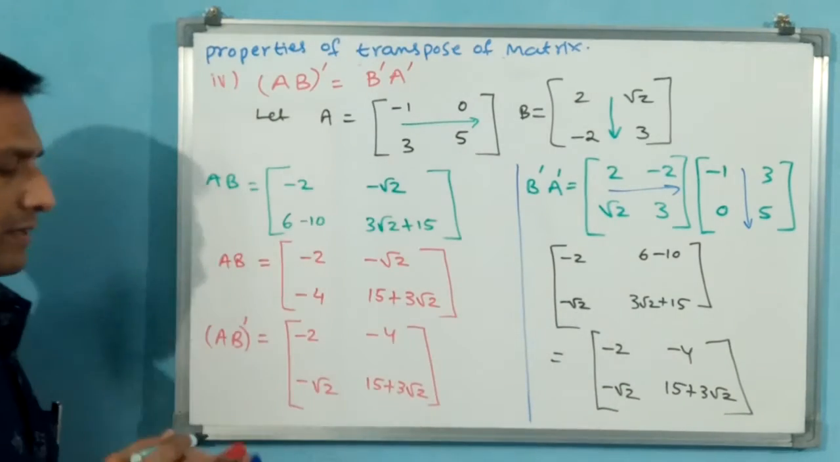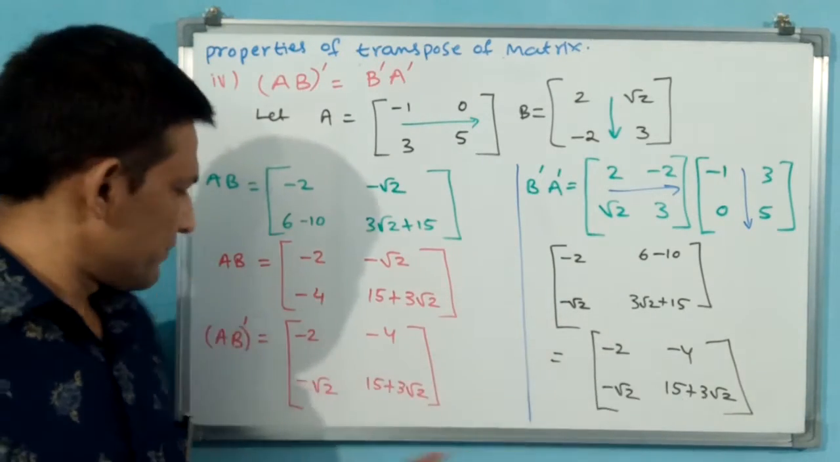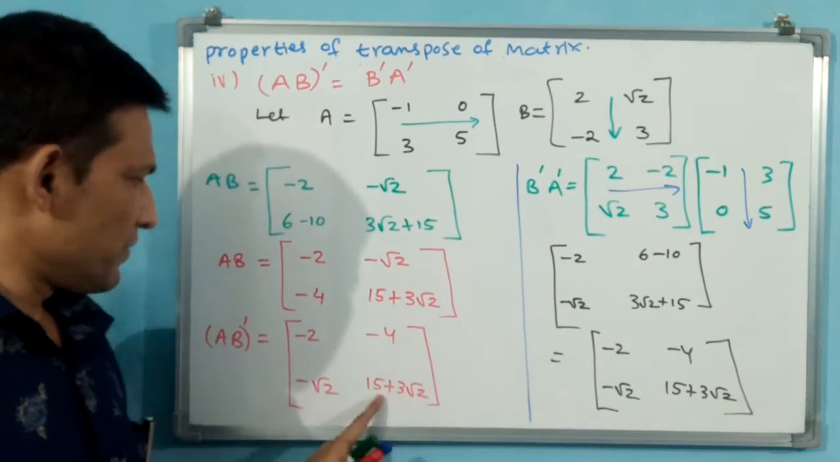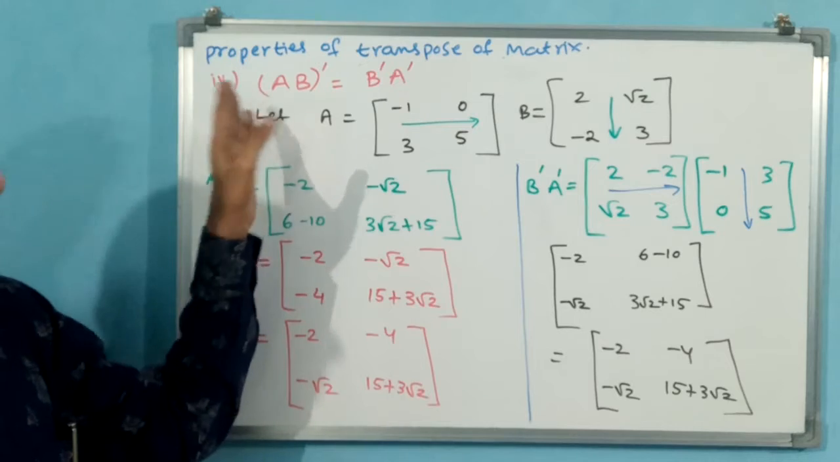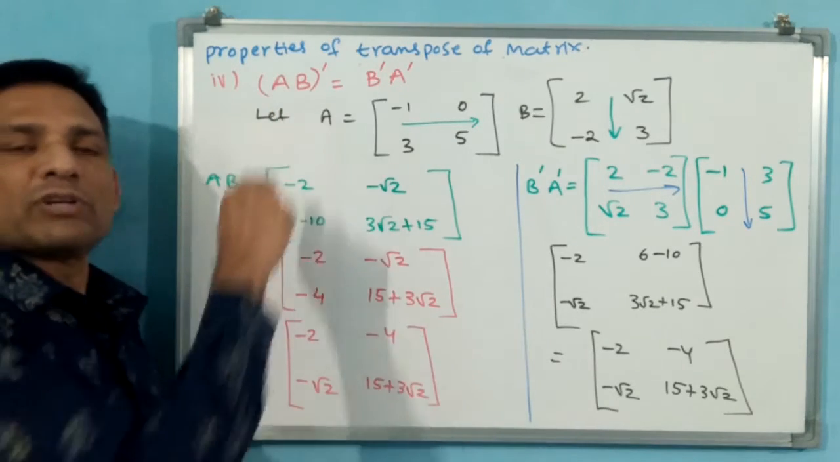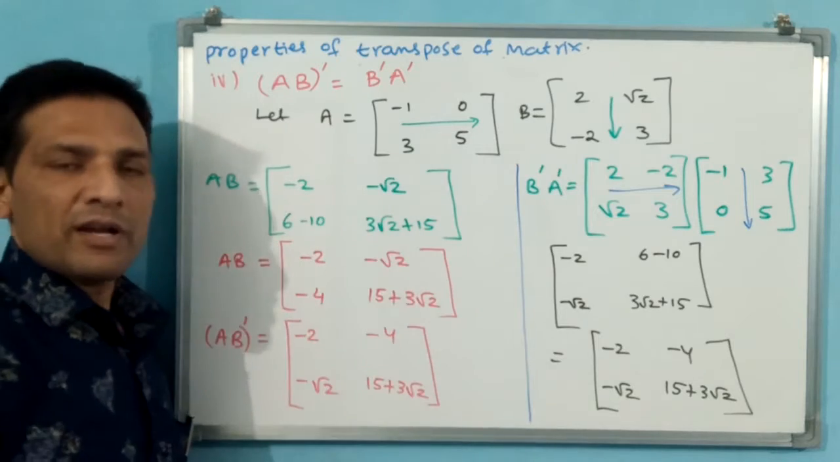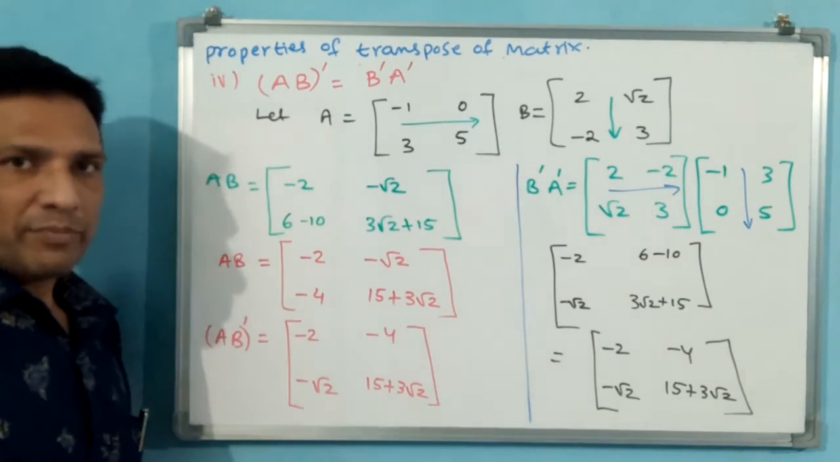Okay. Now you compare these two. Minus 2, minus 4, minus root 2, 15 plus 3 root 2 on both sides. That means this property also verified. That means (AB) whole transpose is equal to B transpose into A transpose. Okay, like that you have to take. Okay, these are the properties.